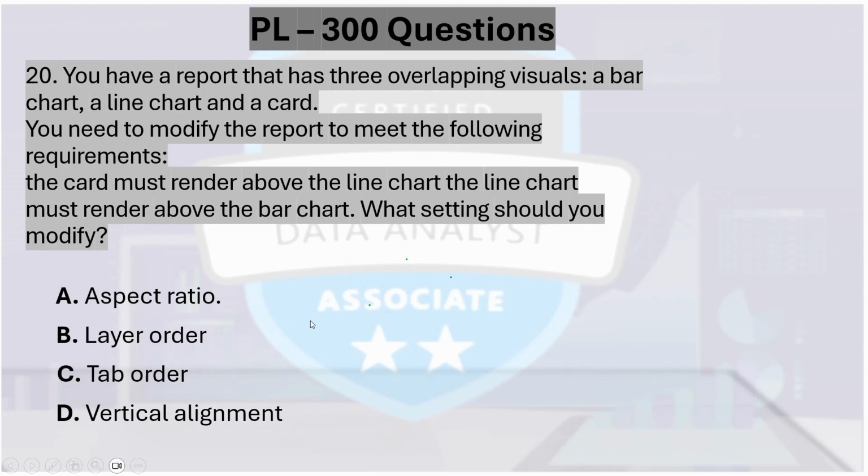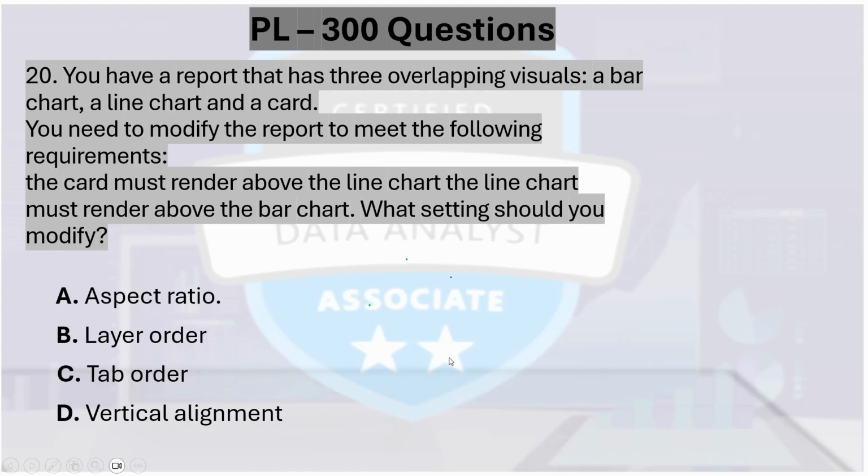Now the last question. You have a report that has three overlapping visuals: a bar chart, a line chart, and a card. You need to modify the report to meet the following requirements. The card must render above the line chart. The line chart must render above the bar chart. What settings should you modify? So the requirement is that you have to render all the things. The card must render above the line chart, and the line chart must render above the bar chart. So first is line chart, bar chart, and card.